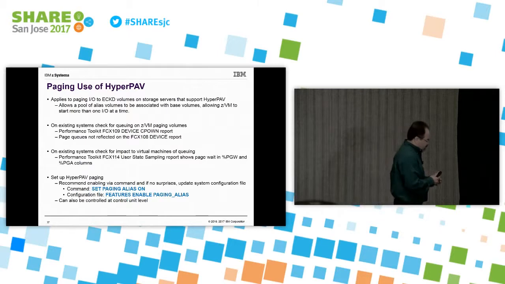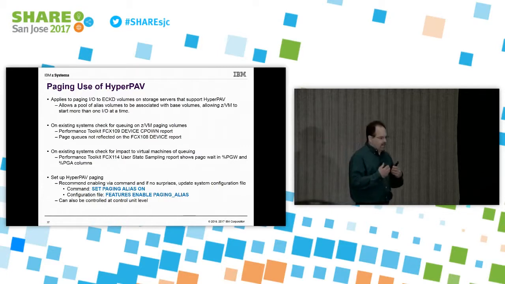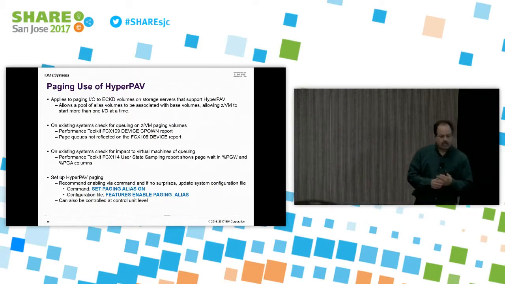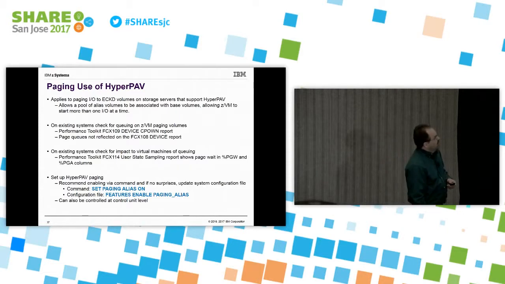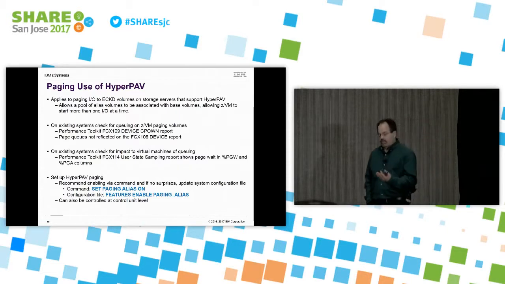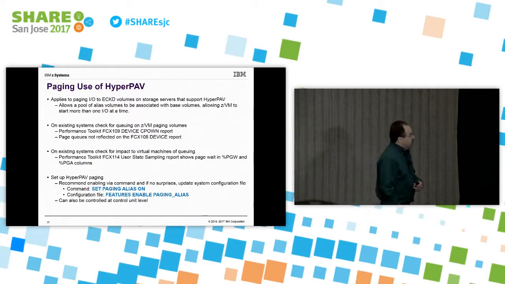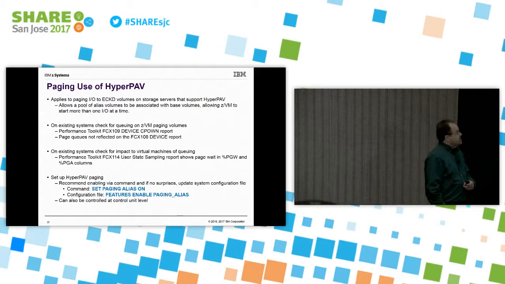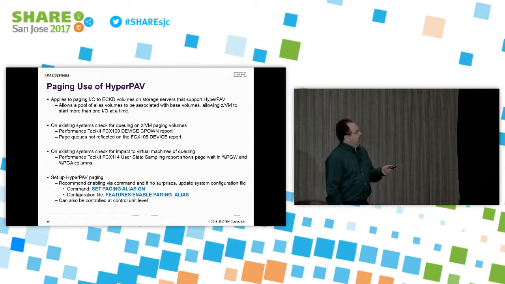HyperPAV, so now you can do paging I/O to alias volumes. If you have volumes that support HyperPAV, you can define aliases and do paging I/O to aliases. So this allows you to have more than one I/O going on to the same device. So it gives you some efficiencies that way. So we can do more things at once. So you can have the alias pages.